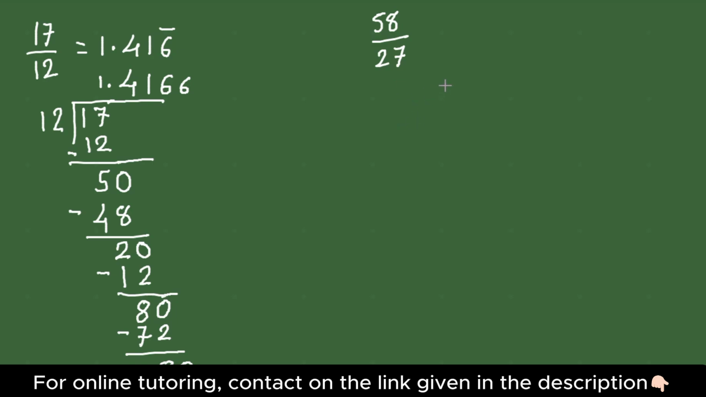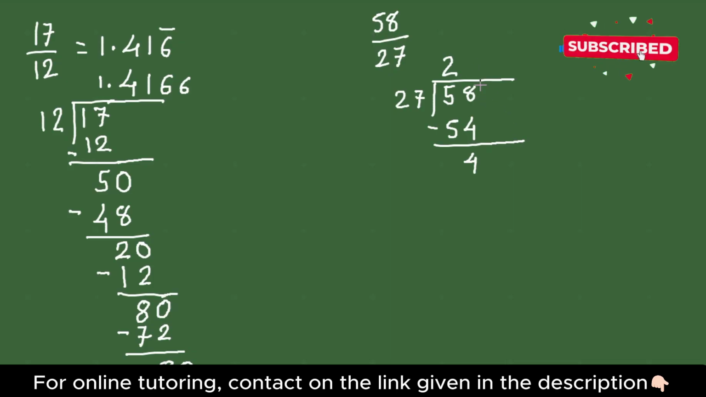So let us perform a long division. 58 divided by 27. 27 goes twice into 58 and 27 times 2 is 54. 58 minus 54 is 4. Now we don't have any digit to bring down, so we will write 0 here, and for this 0 we will put a decimal point in our quotient after 2.